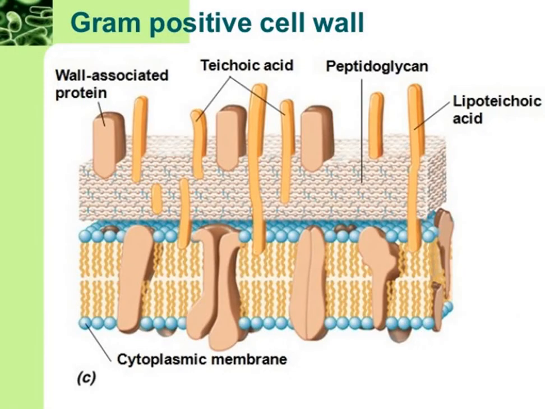This is a gram-positive bacterial cell wall. You see, this is a cell membrane, and the cell membrane is bounded by a thick layer of peptidoglycan. And another difference is that gram-positive bacteria also have fibers of teichoic acid. As you can see over here, these fiber-like structures are the teichoic acid which are protruding from the surface of the peptidoglycan of gram-positive bacteria.